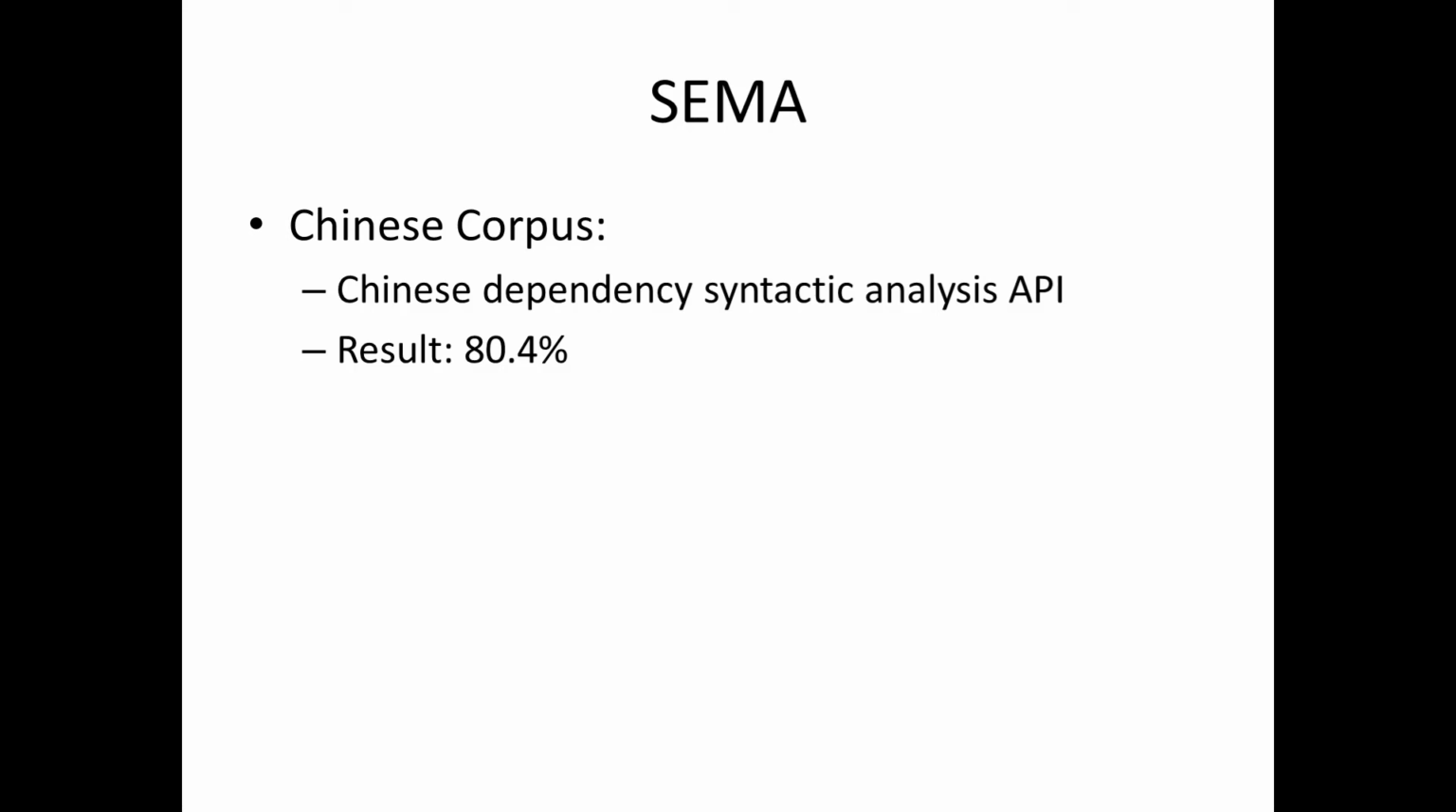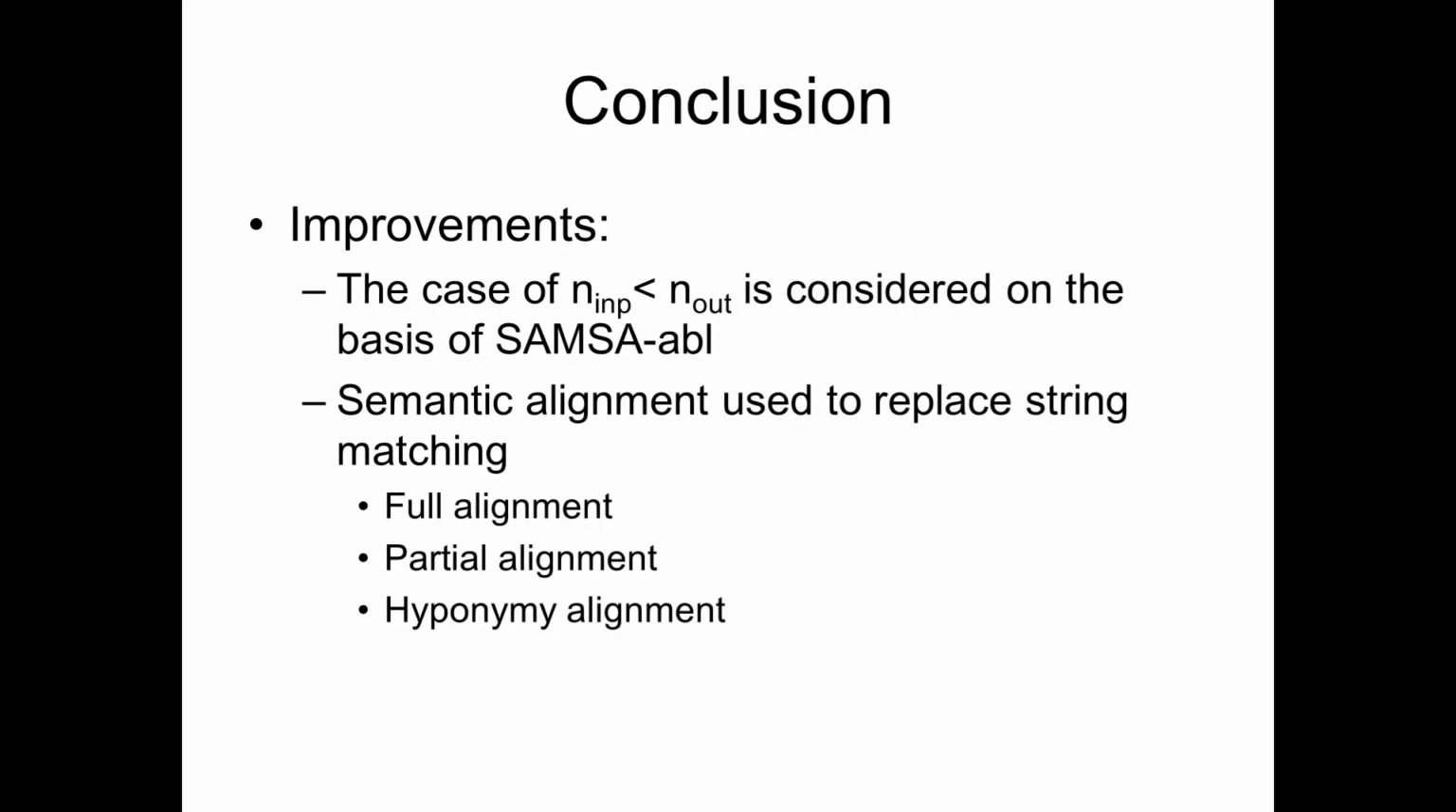Finally, for the Chinese corpus, the Chinese dependency syntactic analysis API was used to assist Chinese extraction. Experiments were conducted at the sentence level, and the result was 80.4%, which is also consistent with the human judgment.